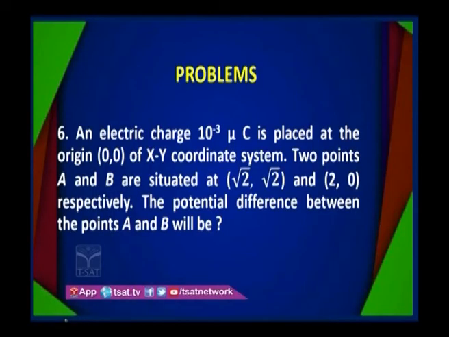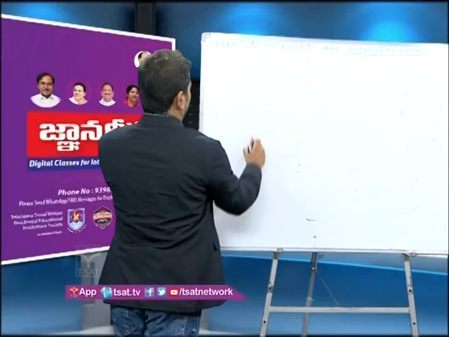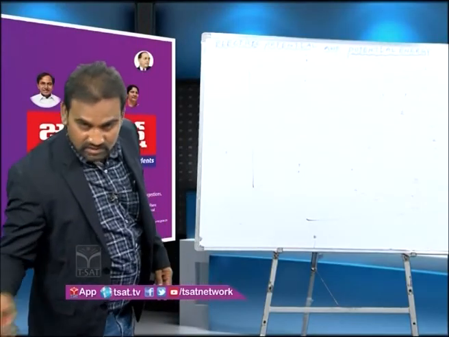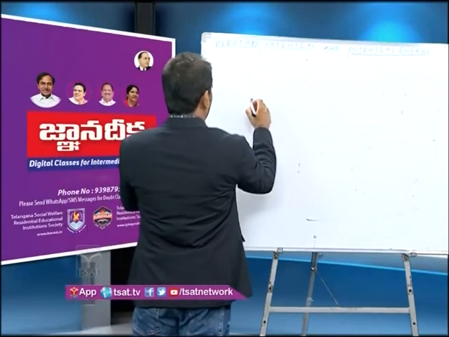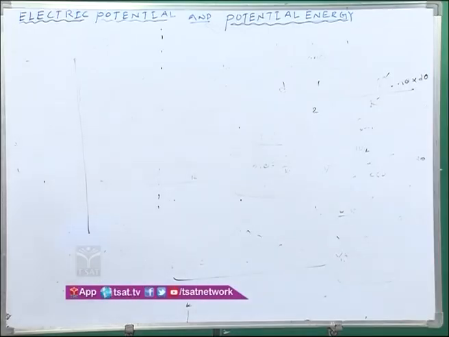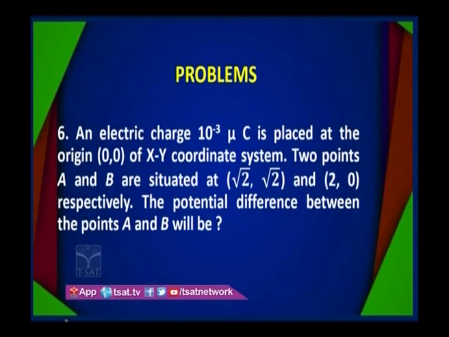An electric charge of 10 to the power minus 3 microcoulomb is placed at the origin of the xy plane. The coordinates of the points A and B are root 2 comma root 2 and 2 comma 0 respectively. The potential difference between the points A and B will be equal to how much? So, this is the coordinate system that was given.